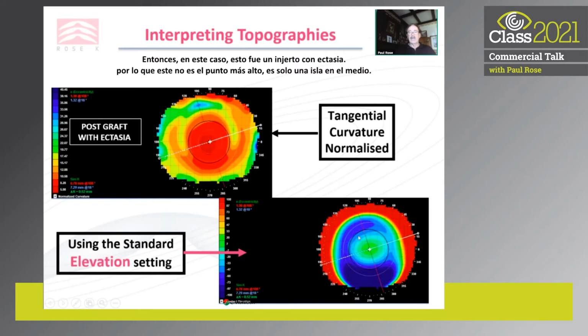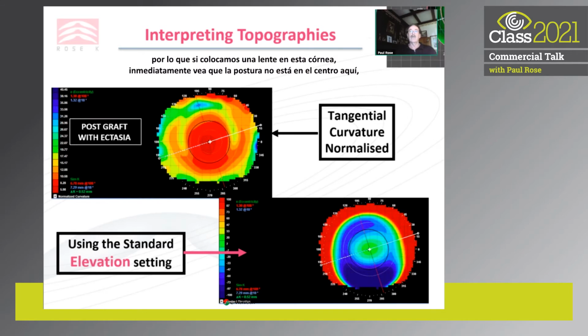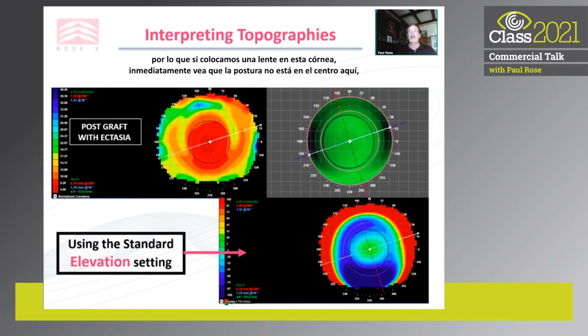So in this case, this was a graph of ectasia. This is not actually the highest point. It's just an island in the middle. It might be the steepest, but it's not the highest. So the elevation map is very, very useful in determining where the lens will bear. And that's quite useful also, particularly when you go to bigger lenses like XL. So if we place a lens on this cornea, we immediately see the bearing is not centrally here, but is actually in the periphery where the highest point on the cornea is.